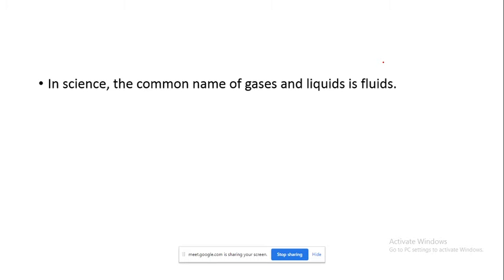So, we call gases and liquids in science fluids. Have you heard of fluids? Yes, ma'am. This friction is also fluid friction only, ma'am. Yeah, it's only fluid friction. I was going to introduce that. I thought you may not have known this term fluid. So in science we call liquids and gases together fluids.